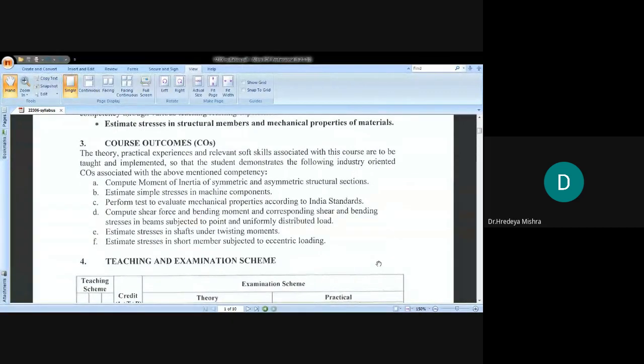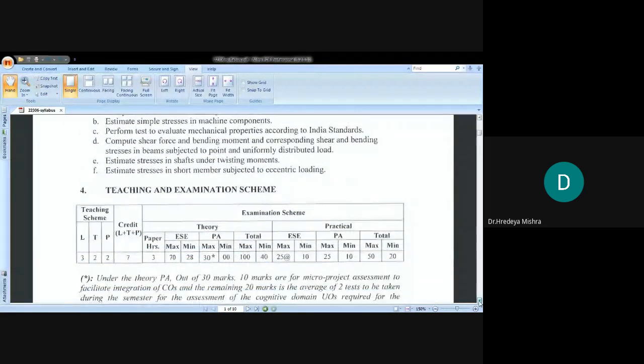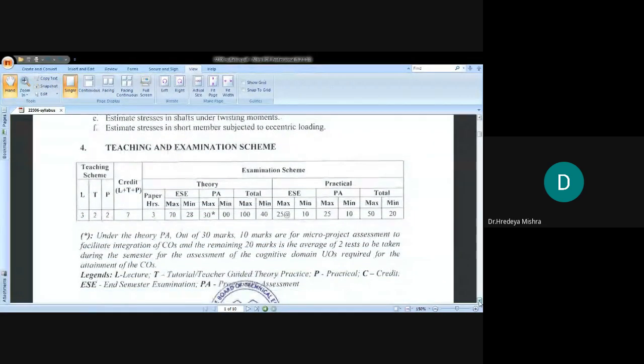Okay. So the last is estimate the stresses in short members subjected to eccentric load. What do you mean by eccentric? It means the load is not applied at the center. The load is applied away from the center.